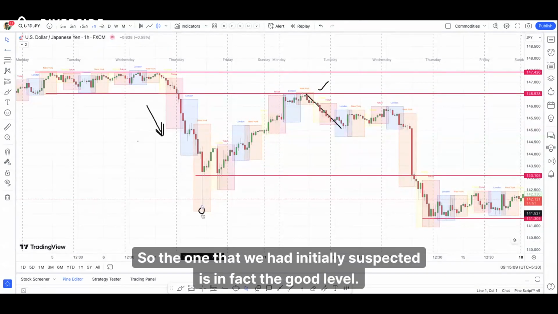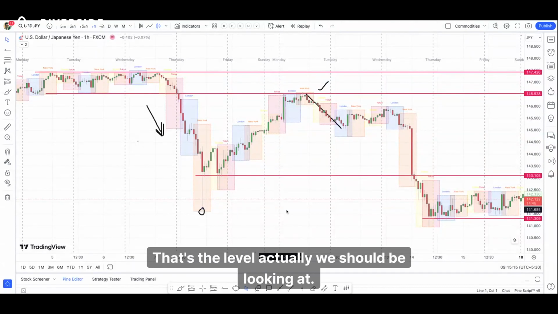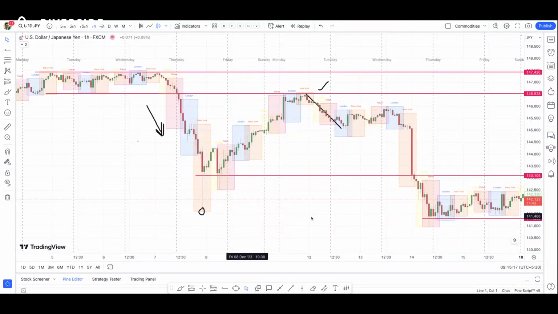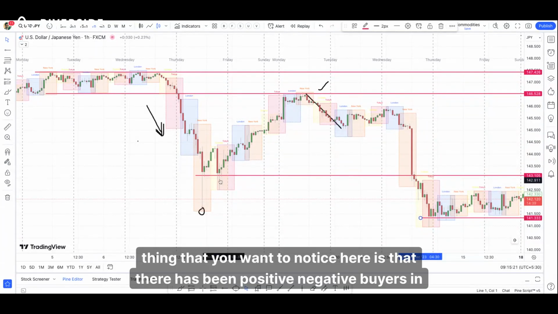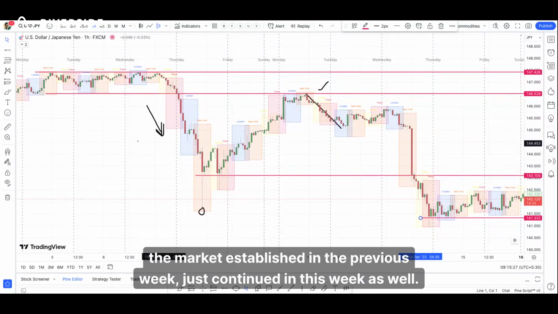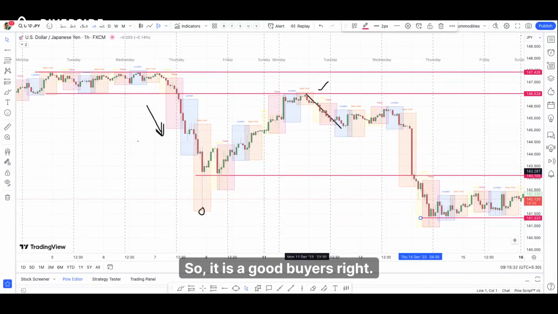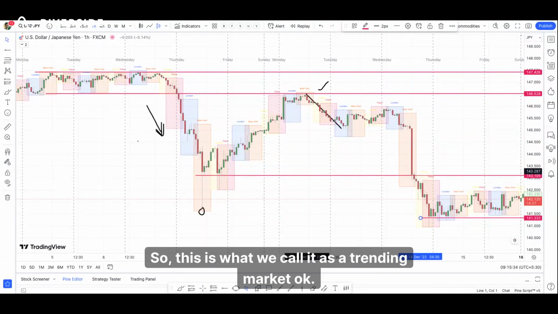So the one that we had initially suspected is in fact the good level. That's the level we should actually be looking at. Okay, but the thing that you want to notice here is that there have been good sellers in the market, established in the previous week. This has continued in this week as well. So it's a good sign, right? This is what we call a trending market.